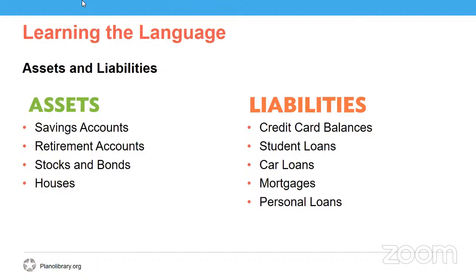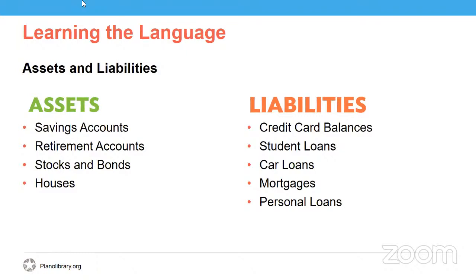Liabilities are debts. That's money you owe. So these include mortgages, car loans, student loans, and other debts, any kind of bills or anything that you owe money for.